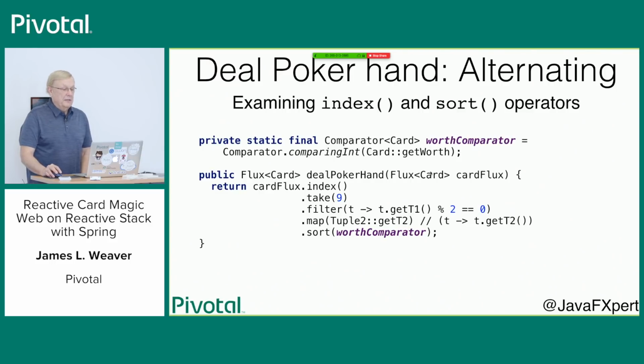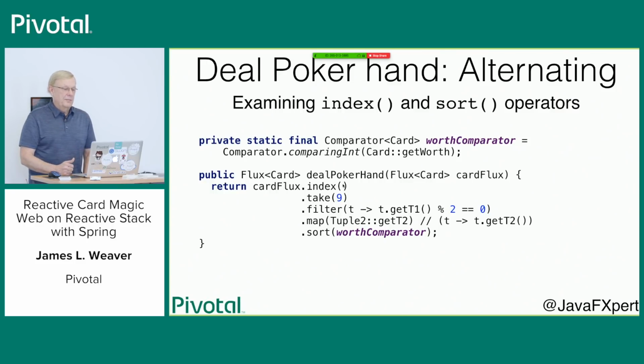So we take that flux of cards that we were passed, and we do an index on it. I'm going to show you a pictorial of what an index is in a minute. But the reason we're doing the index is because we want to alternate these cards. The way we're going to alternate them is we're going to do a mod 2 on them, so we need to know the index of these cards that came in.